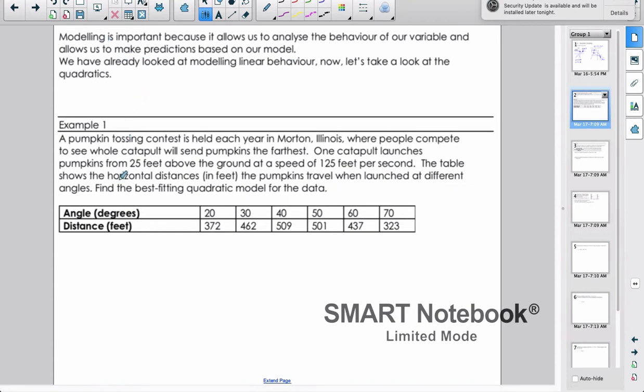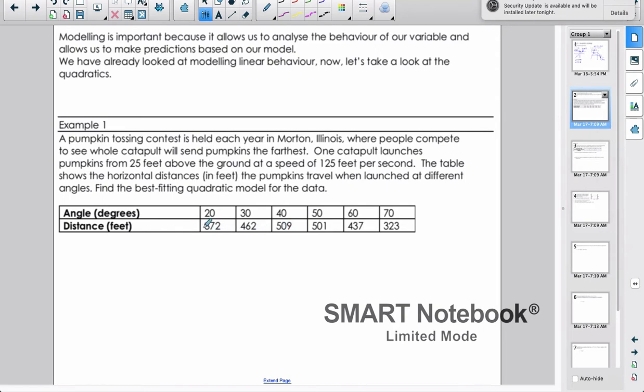So here we have a pumpkin tossing contest held each year, where people compete to see whose catapult will send pumpkins the farthest. Sounds like fun. One catapult launches pumpkins from 25 feet. The table shows the horizontal distances traveled when they launch at different angles. If you launch at different angles, the pumpkin goes like this or like that, depending on the angle, right? So we want to model that.